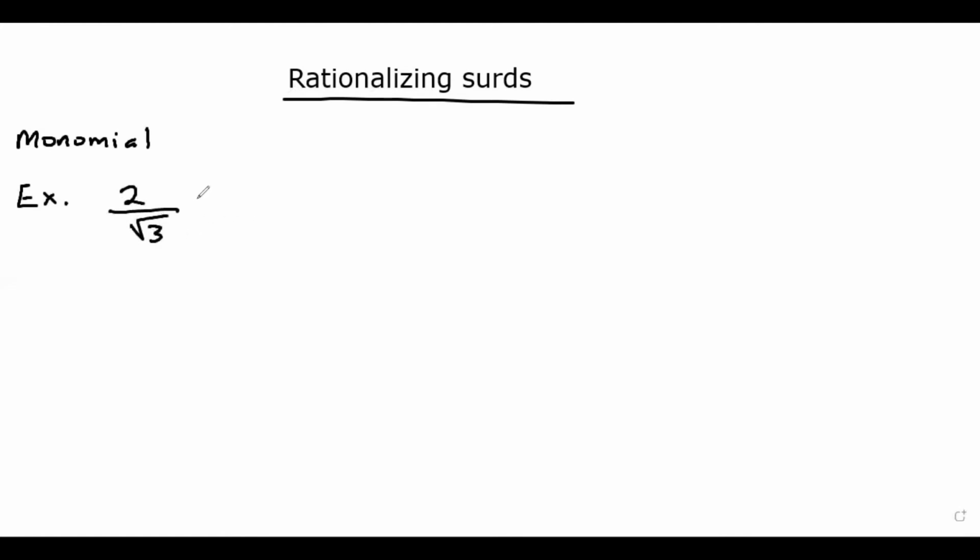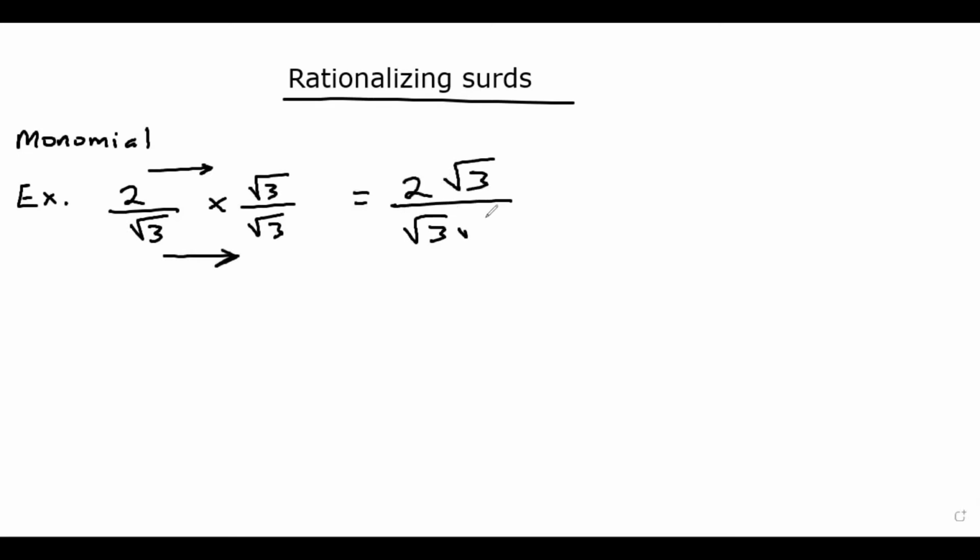So what we'll do is we'll multiply by the surd over the surd. Technically, we're not changing the equation, because if you cancel these, you'd get 1, and 1 multiplied by anything is itself. So now we know that we multiply fractions across, numerator by numerator, denominator by denominator. So we have 2 root 3 over root 3 root 3.